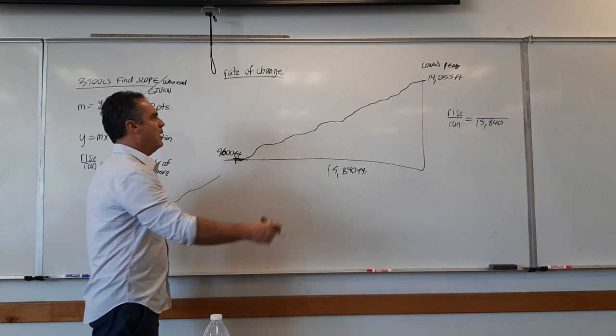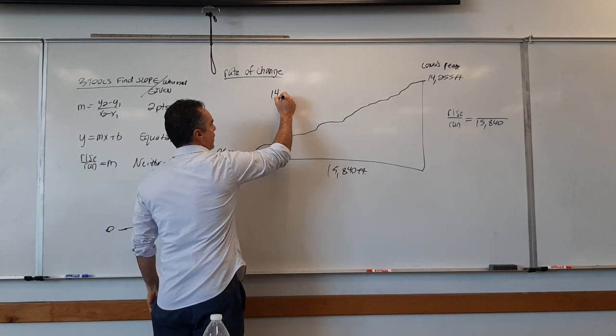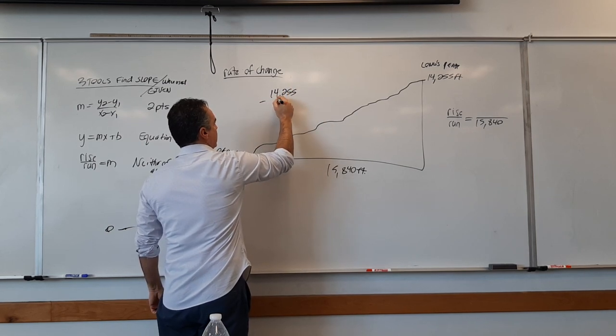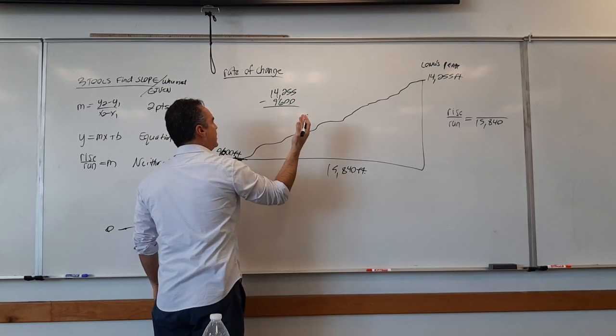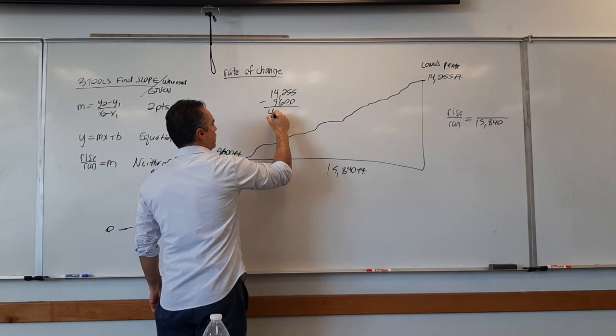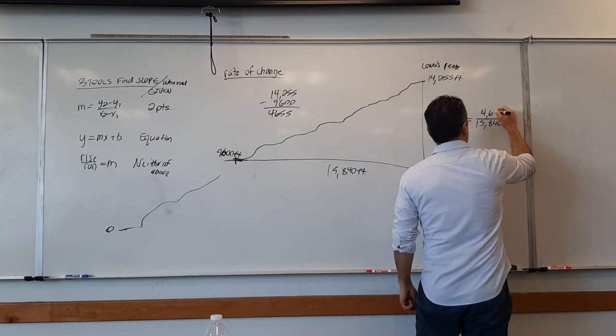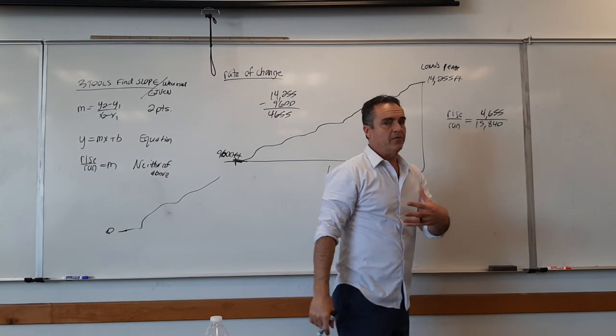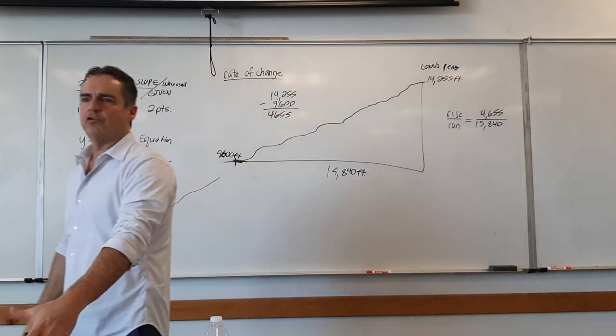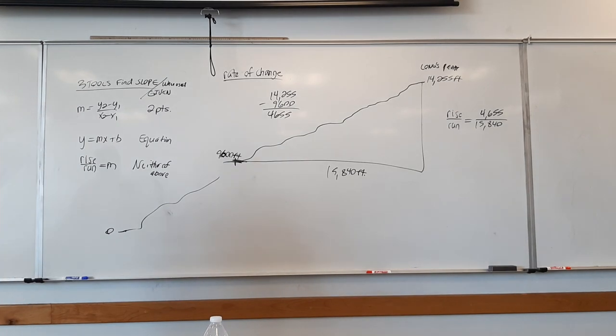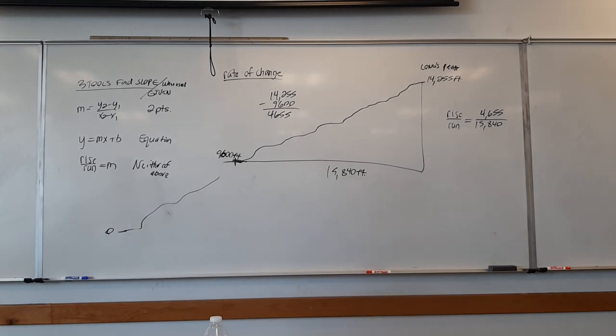And so we have to do what with those two numbers? Subtract. 14,255 minus 9,600. What does that give us? 4,655. And so now we have 4,655. Now we can divide those two, get a decimal, convert it to a percent, and we've got the grade. Cool? Great question. You don't have one that complicated on the test.